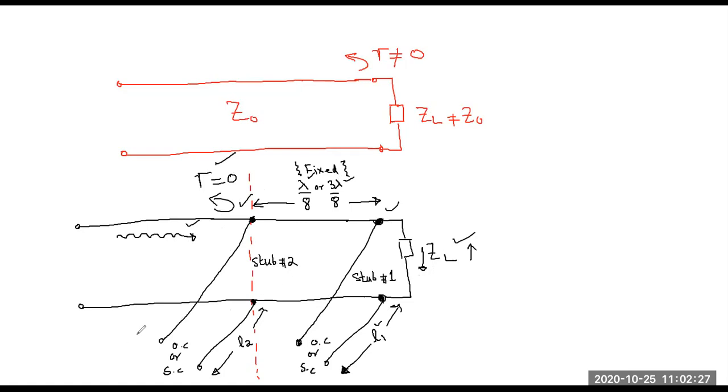But this is one possibility, where we have connected both of the stubs in shunt configuration. So this type of circuit is known as shunt double stub matching circuit. And it is also possible that we connect the two stubs in series configuration as well. So let me draw that possibility as well.